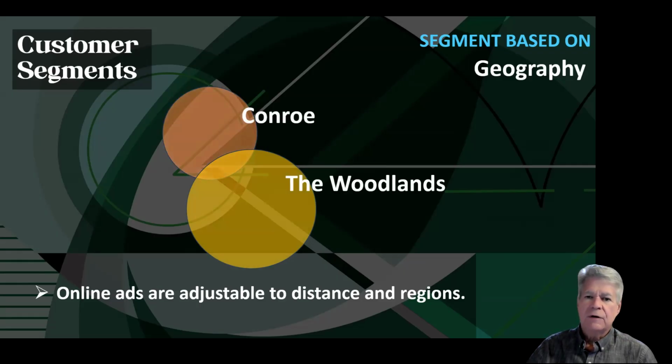I would set the geographic distance for Conroe at 10 miles and the Woodlands at about 15 miles. These two circles have a little overlap, as you can see, but that's a good thing because it didn't leave anyone out around the edges. I never had any reason or need to change this once I had set it up. I did create multiple audiences to test for different interests and demographics, but I never had to change the geographic range once I had created it.